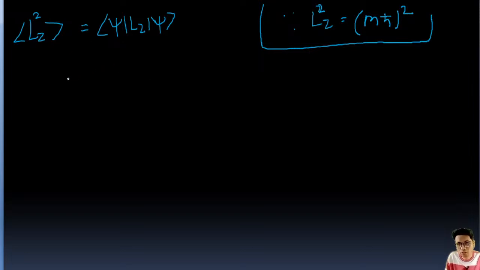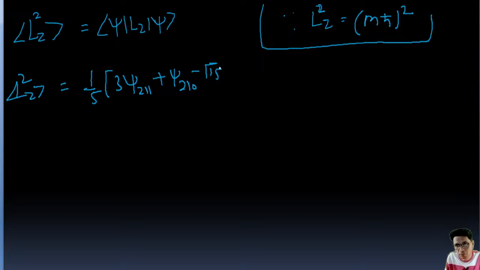Now the same thing, we'll put the value. So this is going to be Lz square, this value is going to be, we'll put the value. So this is 1 upon 5 times 3 psi 211 plus psi 210 minus root 15 psi 21 minus 1.